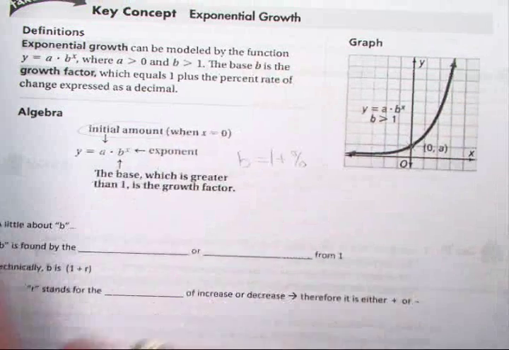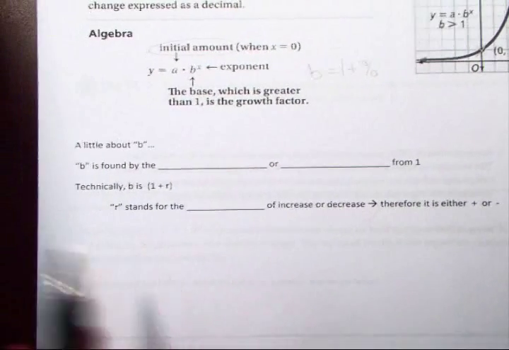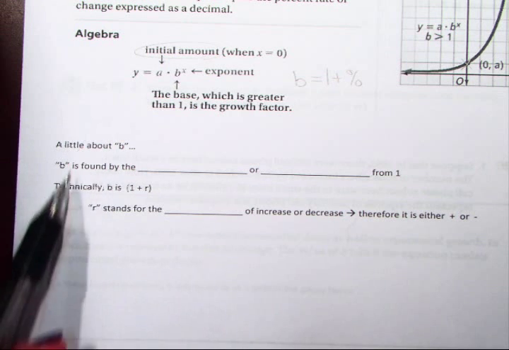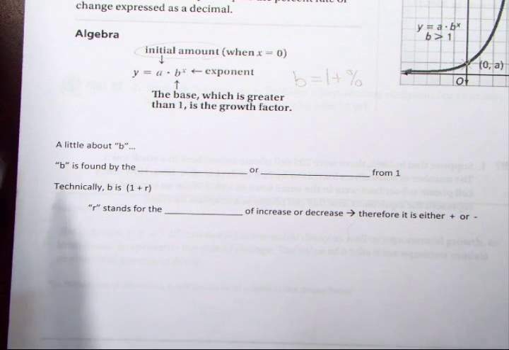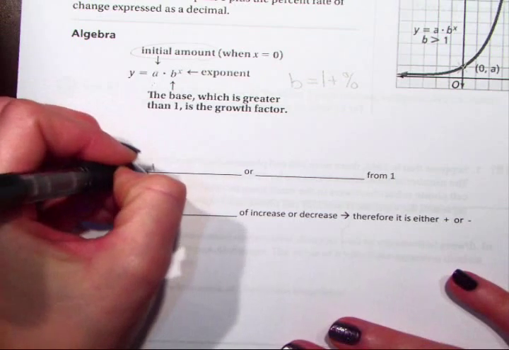Okay, and what is A? Initial amount. Very good. A little bit about B. You've got to make sure you understand B. B is found by the increase or decrease from 1.